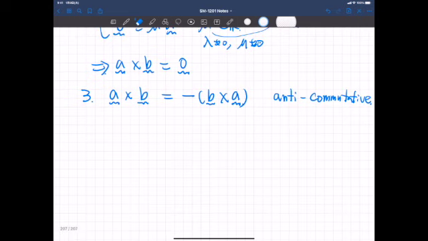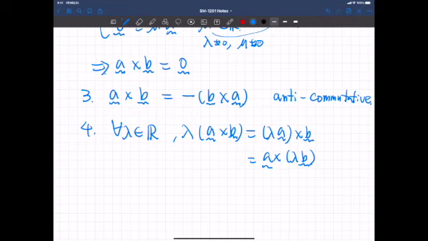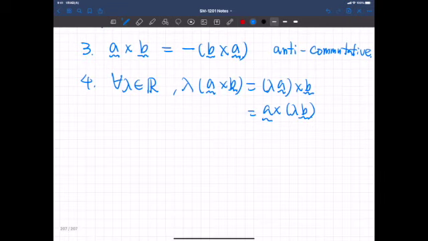And 4. For any real number lambda, we have lambda times A cross B is equal to lambda A cross B, which is equal to A cross lambda B. And lastly, 5, E1 cross E2 is equal to E3.